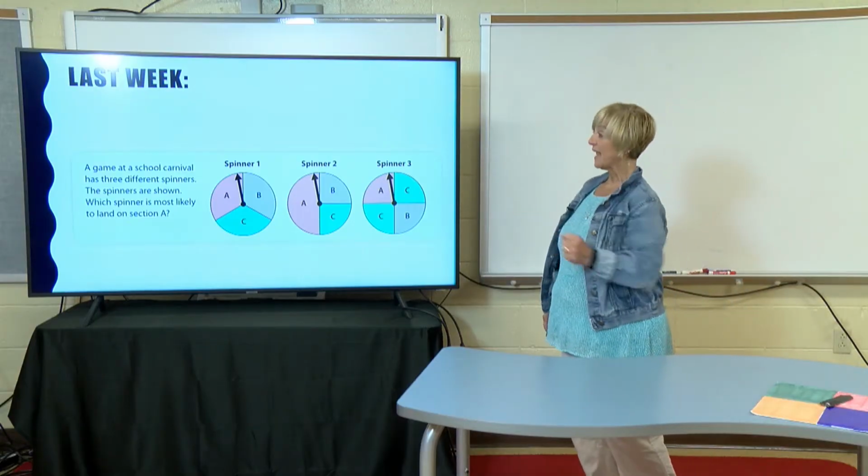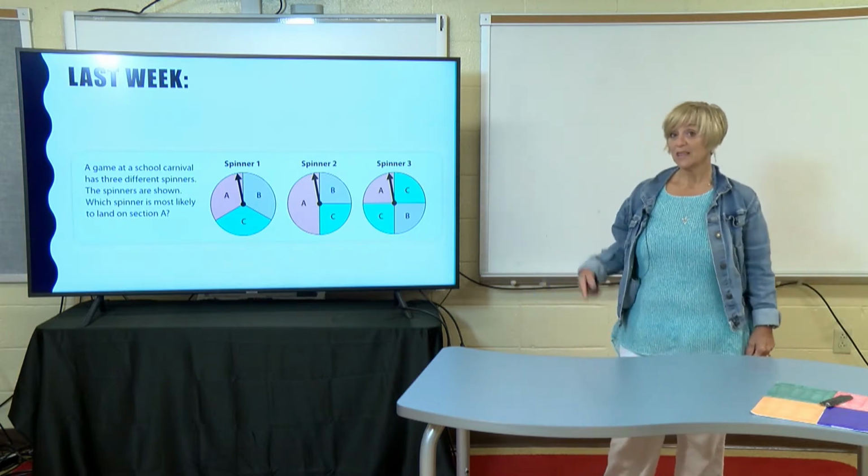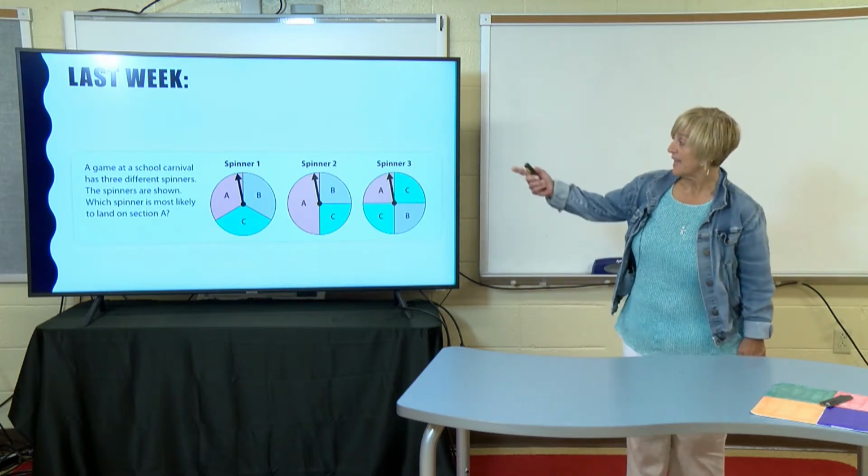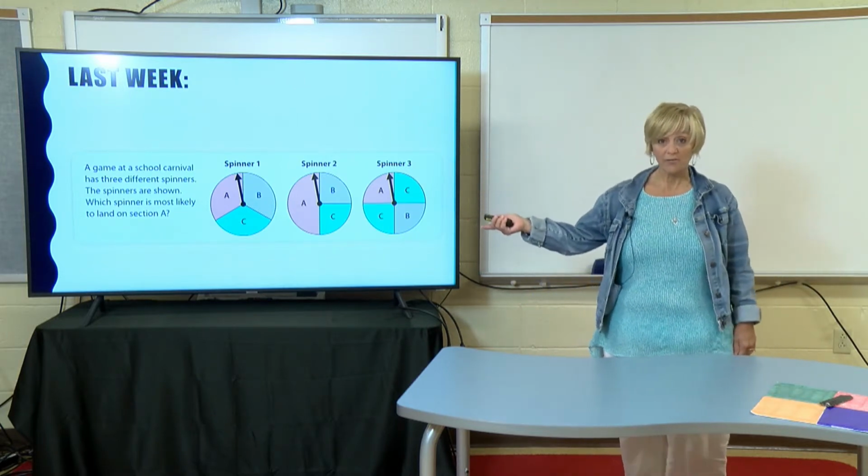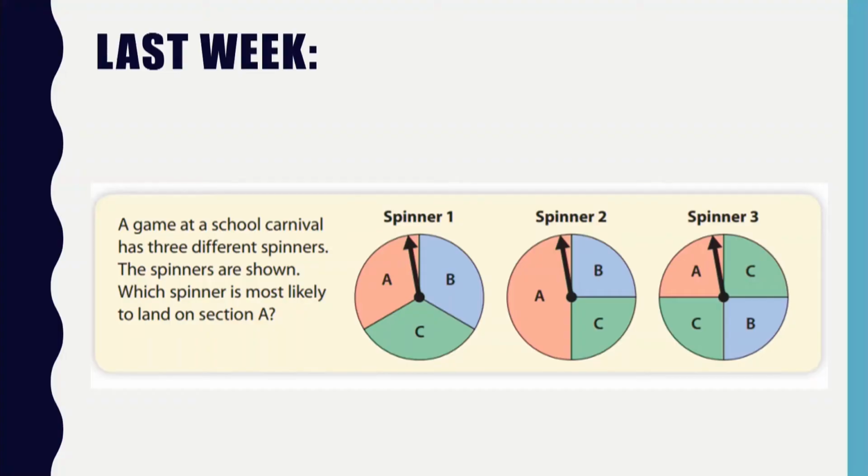Last week I gave you this question to think about. A game at a school carnival has 3 different spinners. Which spinner is more likely to land on A? Which one do you think? I think I agree with you. Spinner 2 is more likely to land on A.